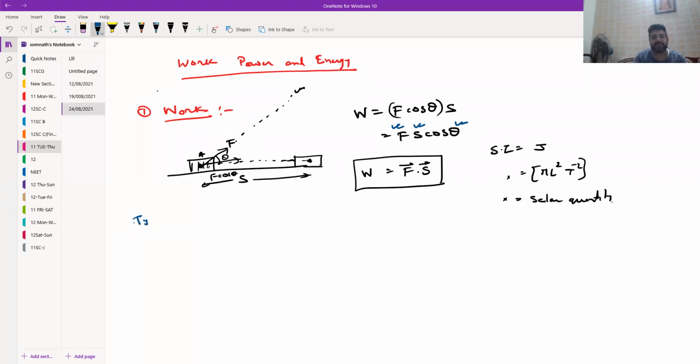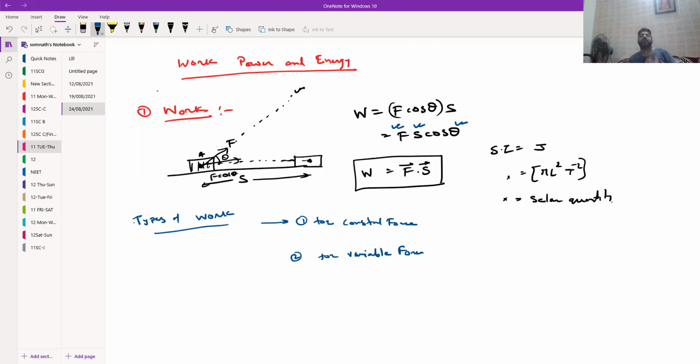types of work done. Work done is mainly of three types. Number one, for constant force, when your force is constant. Number two, for variable force. Actually, you can explain it by two methods only, constant force and variable force. But we still add one more, that is the force displacement graph. The graphical method is not a different method.